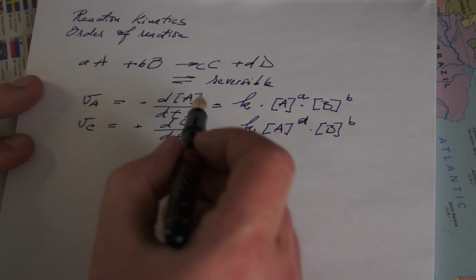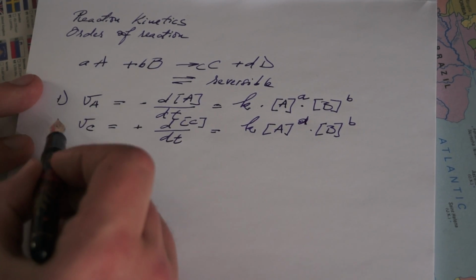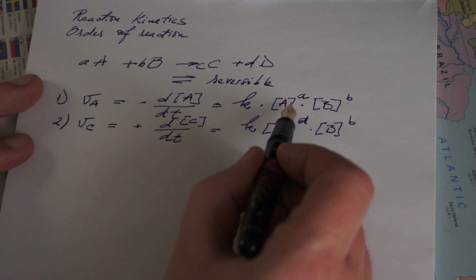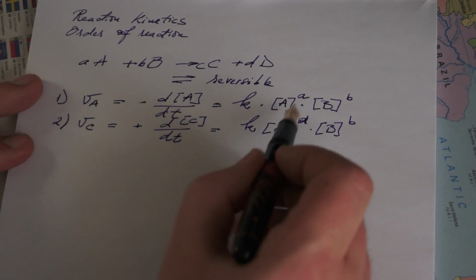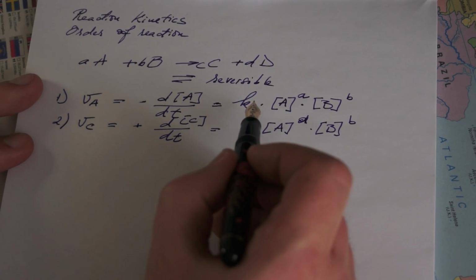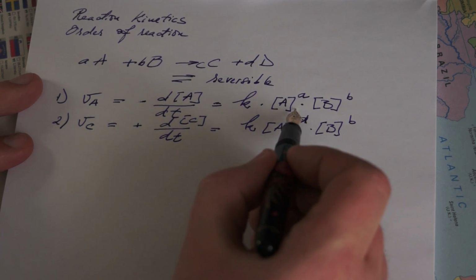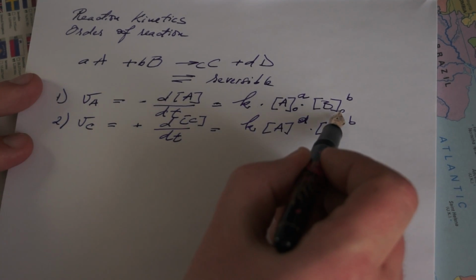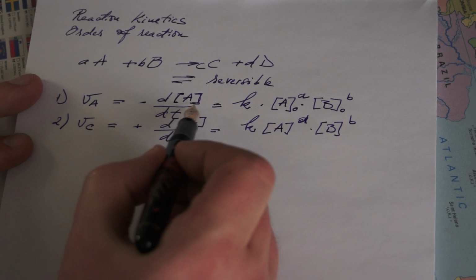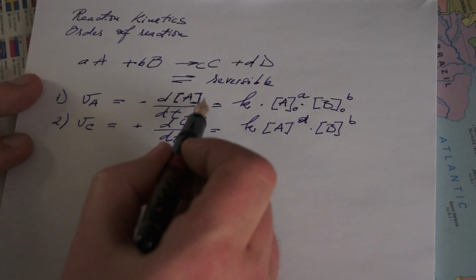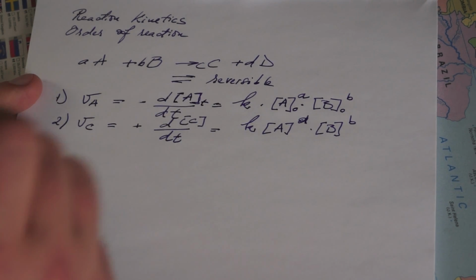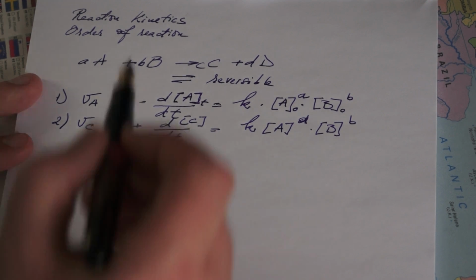So please note that in equations 1 and 2, I took square brackets as the concentration of the reactants. However, there's a slight difference between them: on the right-hand side is the initial concentration, so we add the subscript 0, and on the left-hand side this is the concentration of the reactant with time, so we add a small t, so the difference will be obvious.